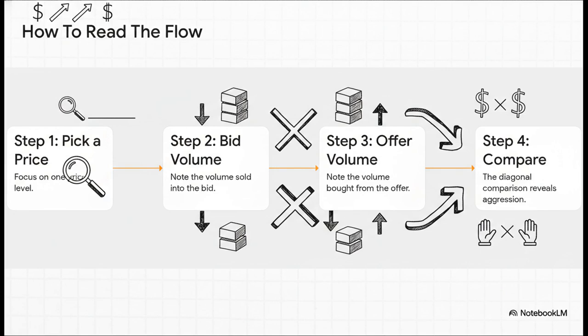Let's boil that down into 4 simple steps. First, just pick a single price level. Second, look at the selling volume on the bid. Third, look at the buying volume on the offer. That's one price level up from the bid you were just looking at. And fourth, you compare those two numbers diagonally. That single comparison tells you everything you need to know about who was more aggressive in that instant. Was it the buyers or the sellers?